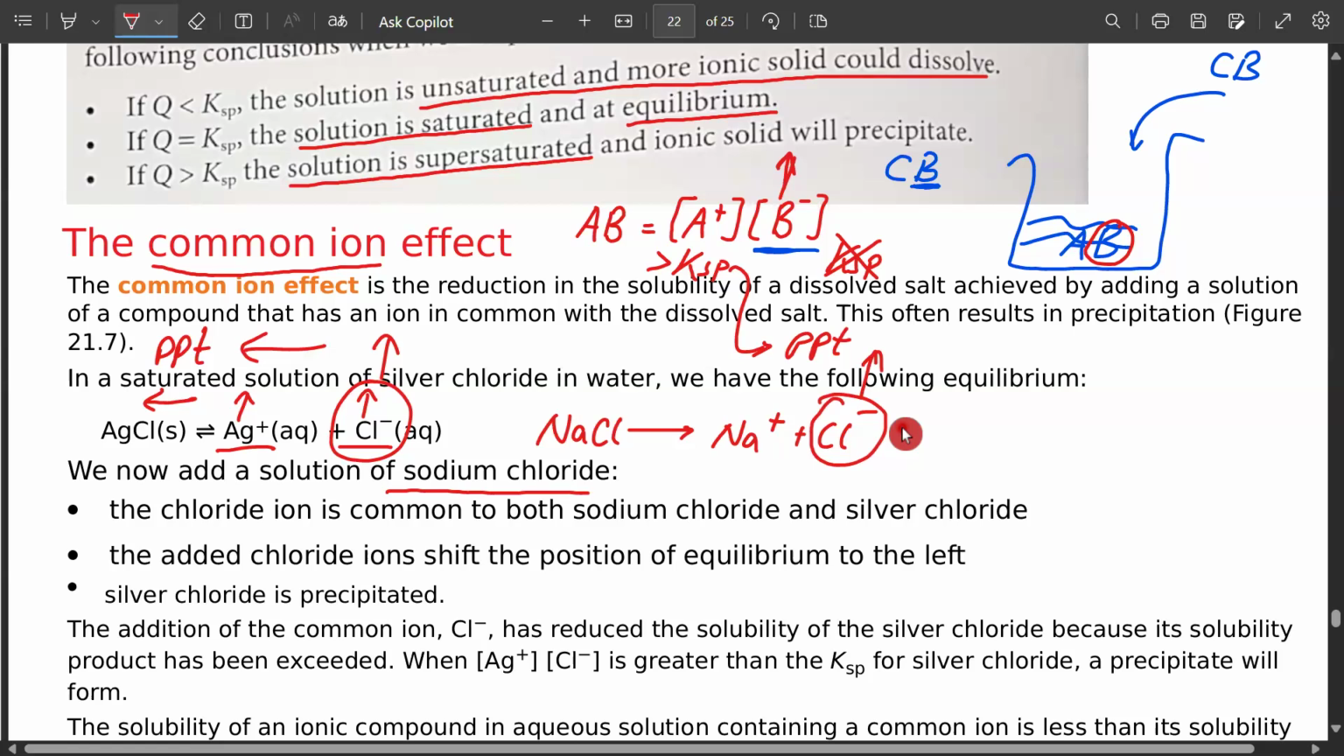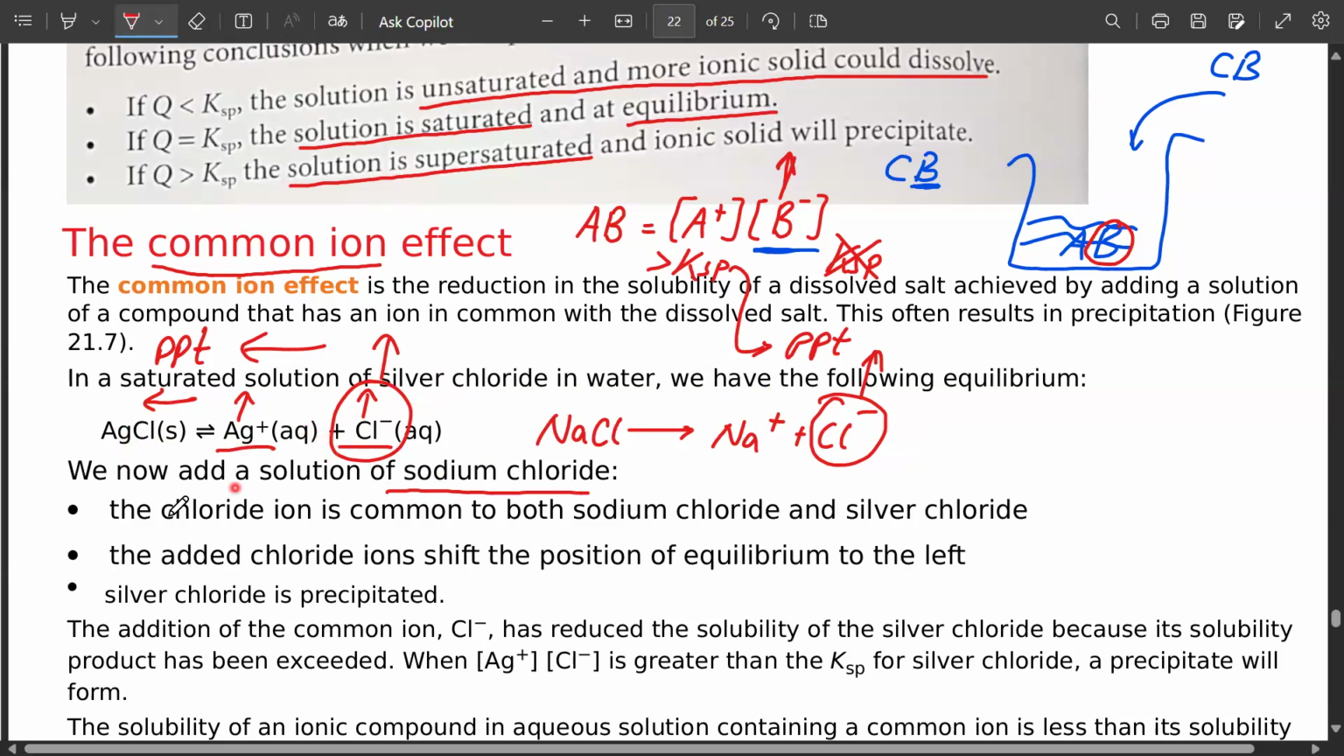So how would you get the AgCl precipitate? By adding the sodium chloride. By adding sodium chloride, you reduce the solubility of the AgCl, because the chloride ion is a common ion over here. And this is called the common ion effect. Is this clear now?